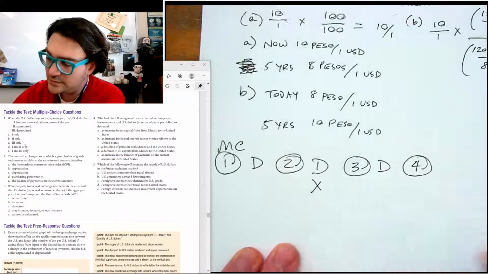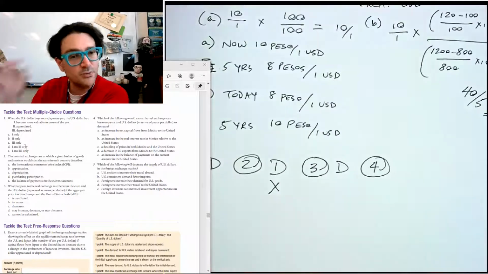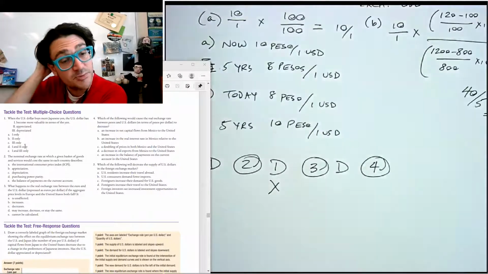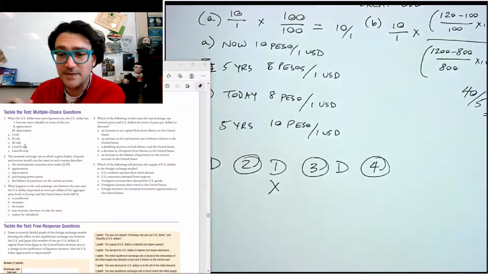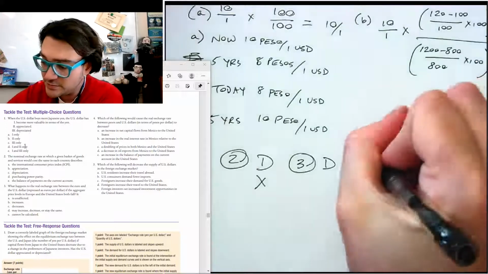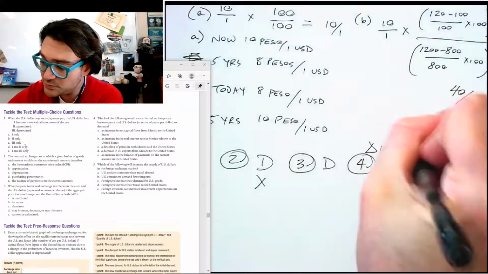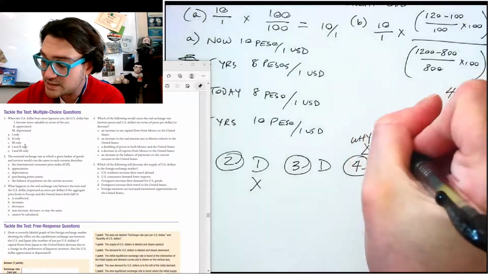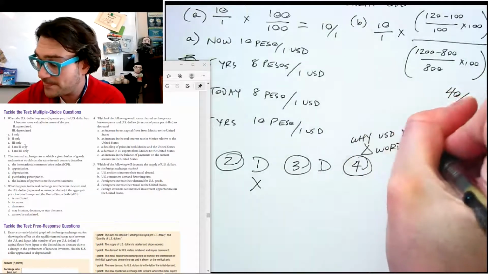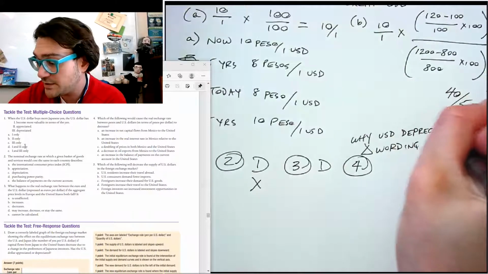Number 4 is, which of the following would cause the real exchange rate between pesos and dollars, expressed in terms of pesos per dollar, to decrease? So I'm going to change the wording on this one to say basically, why would the US dollar depreciate? Because that's all they're really saying here.